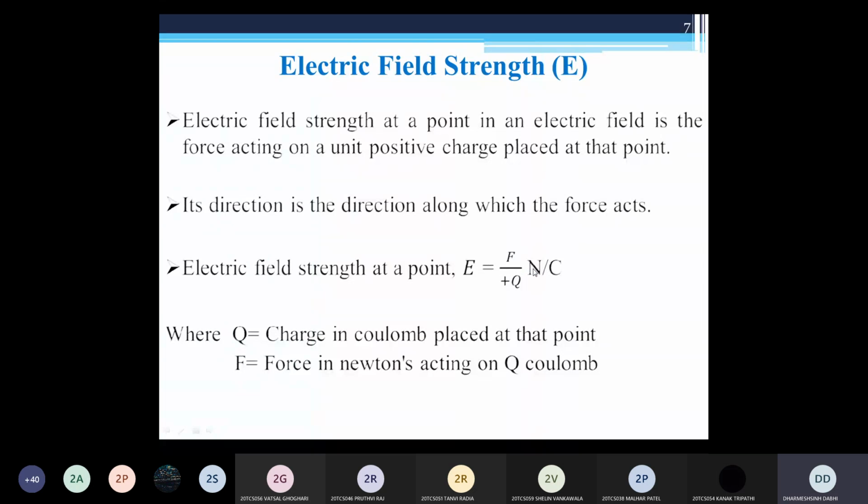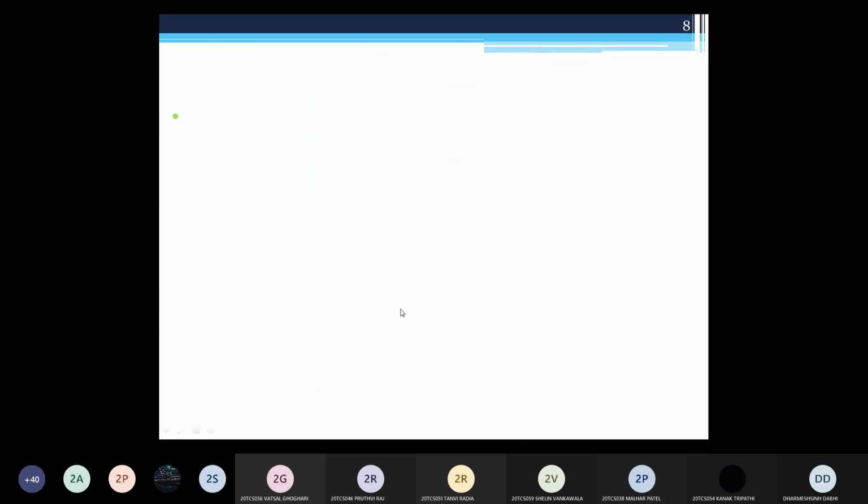The unit of force is Newton. The unit of charge is coulomb. So the electric field strength unit is Newton per coulomb. Here F is the force which is acting on this Q coulomb, and Q is the charge in coulomb placed at that particular point. I hope you understand the definition of electric field strength.